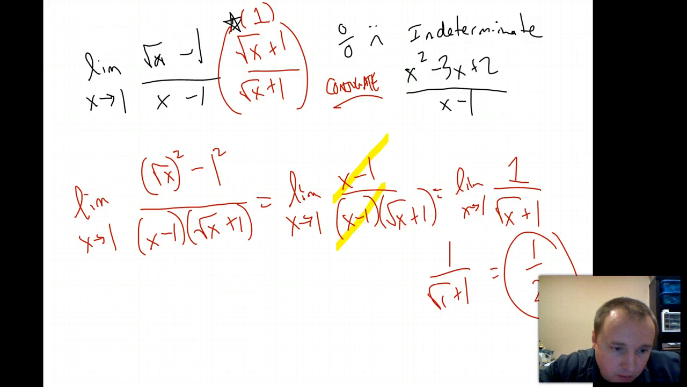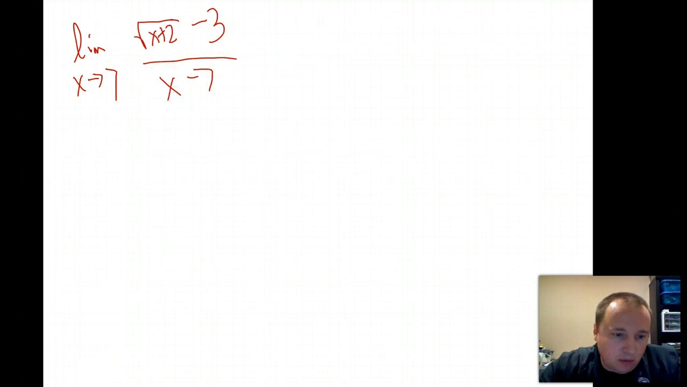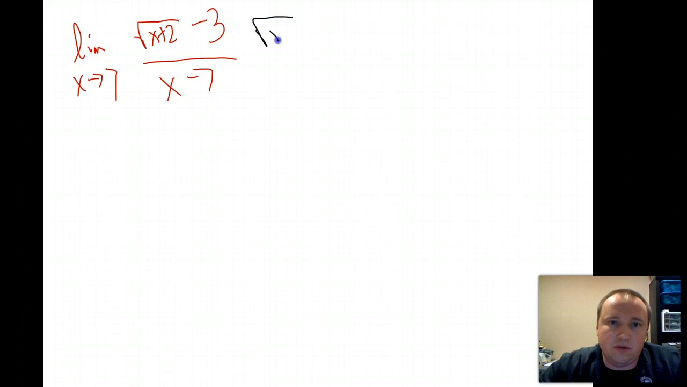Let's do one more practice one, and then we'll call it a night. All right, let's make one up. This will be fun. The limit as x approaches 7 of the square root of x plus 2 on top minus 3 on the outside, divided by x minus 7. Well, I need to multiply it by the conjugate. What's my conjugate? My conjugate is the square root of x plus 2 plus 3 over square root of x plus 2 plus 3.